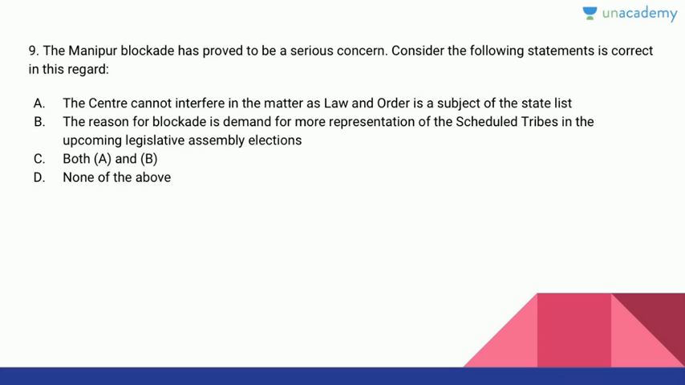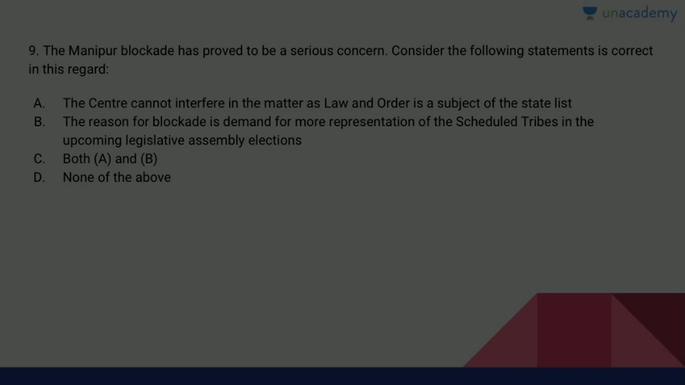And question number 9, the Manipur blockade has proved to be a serious concern. Consider the following statements, which is correct in this regard. The Centre cannot interfere in the matter as law and order is the subject of the State List. This is absolutely correct. The reason for the blockade is demand for more representation of STs in the upcoming legislative assembly election. This is absolutely wrong. This is imposed by the United Naga Council against the Manipur government's decision to carve out 7 new districts. That is why it has been imposed. So the answer is A only.